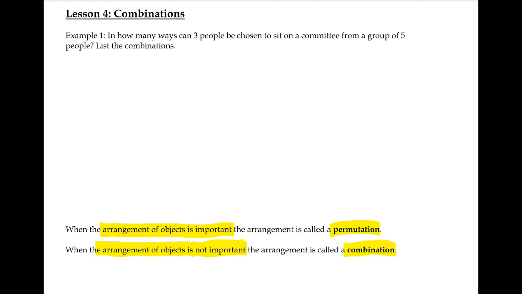But when we look at this first example, there's 3 people chosen for a committee from a group of 5 people. So we have 5 options. We've got person A, B, C, D, and E. We can only choose 3 of them, but it doesn't matter about order. So A, B, and C being chosen is the same thing as B, A, and C, because they're all still on the committee, and so is C, B, and A. All of those different arrangements, as long as they include only those 3 people, are all the same.